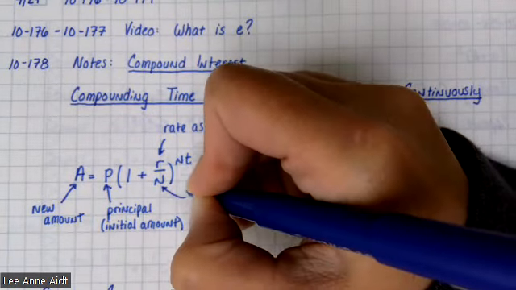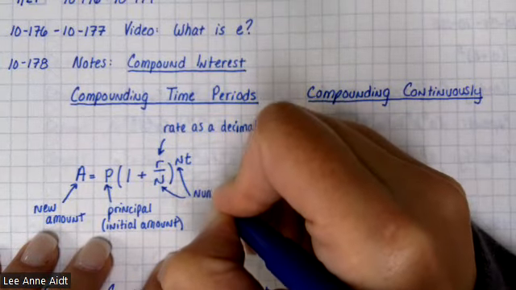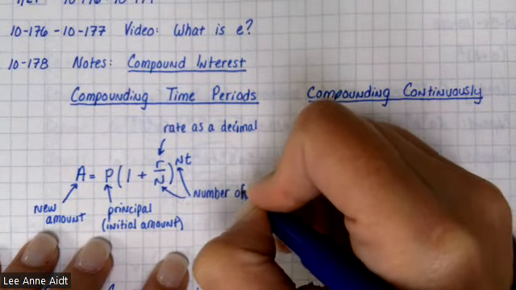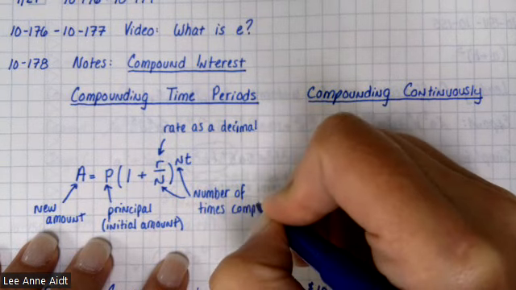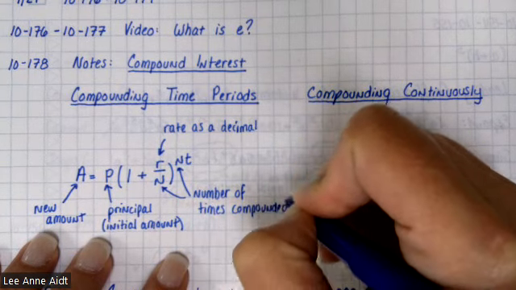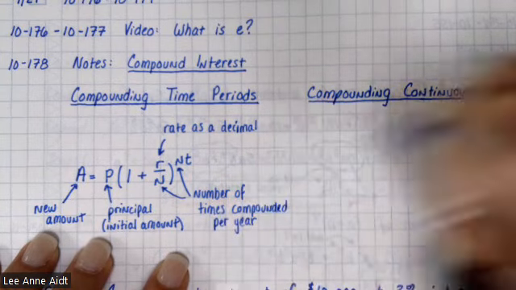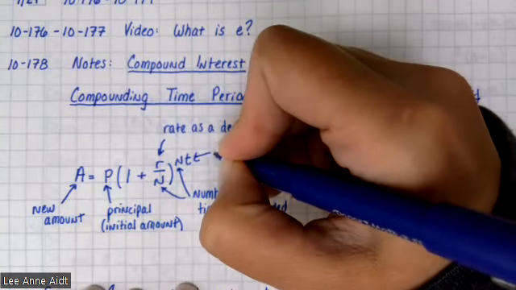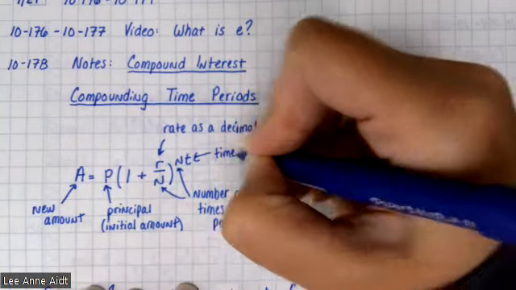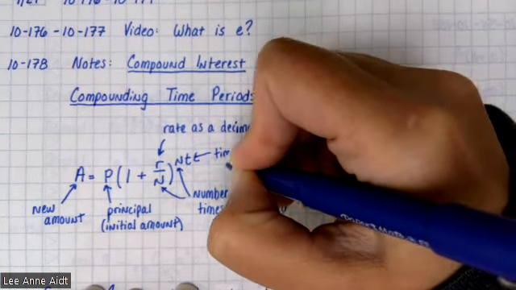Okay, N is the number of times compounded per year. And T is time in years.